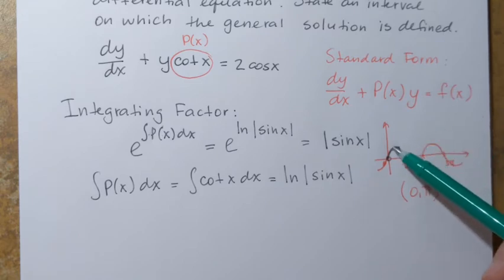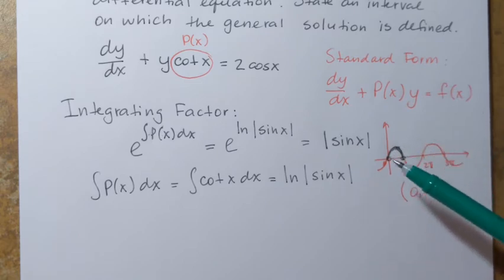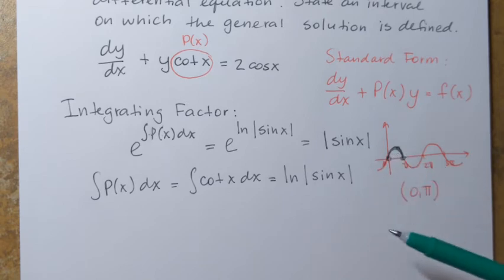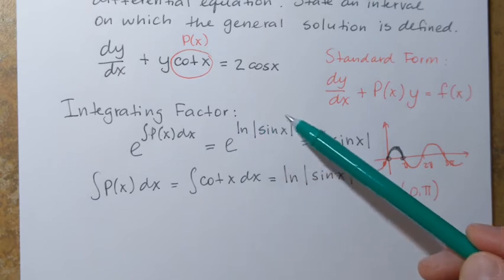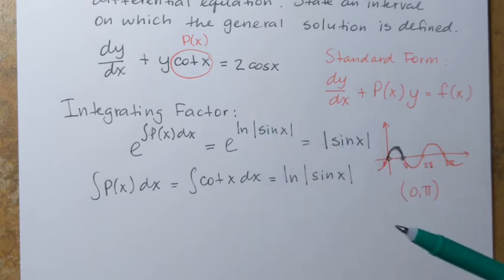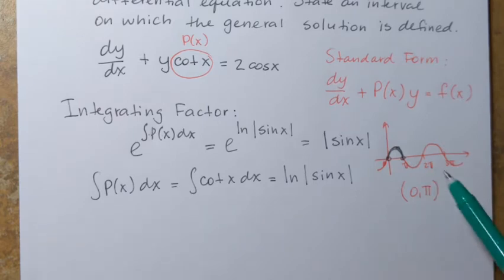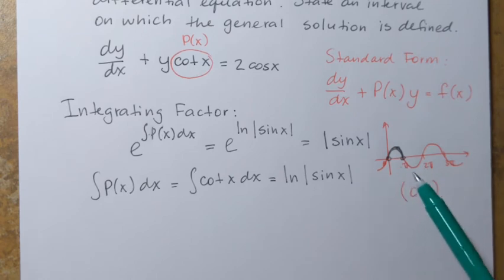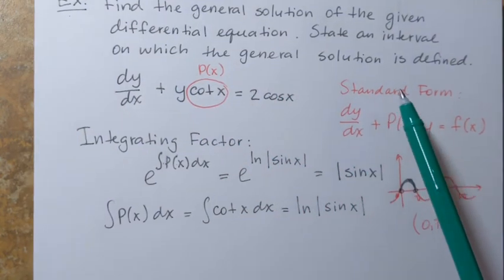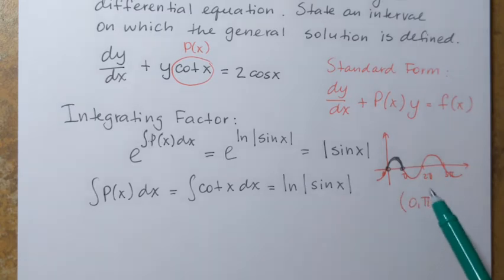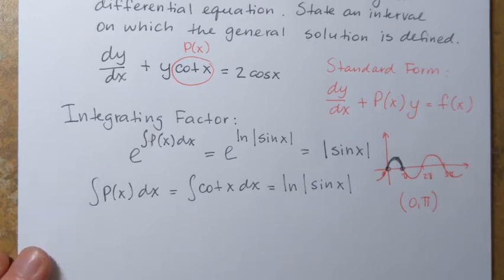That means that on this interval from 0 to pi, sine values are strictly positive and the function is continuous, right? So it's differentiable, that's one, and second, it satisfies the domain of the logarithmic function, so I can just drop the absolute value here. Sine will stay positive. So we're going to keep this interval, and it answers the second portion of our question, state an interval on which the general solution is defined. So far, we have this interval. If we have to introduce more restrictions, we'll find out along the way, but so far that's what we're keeping.